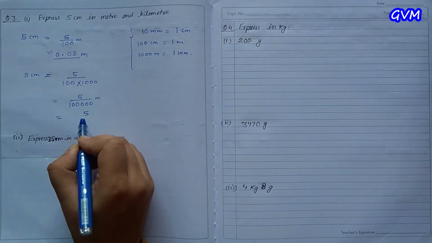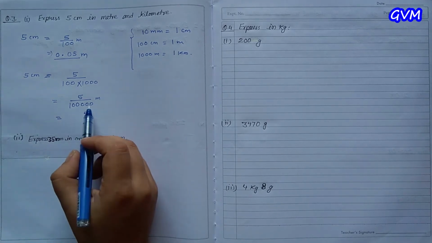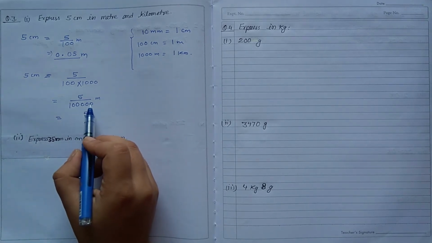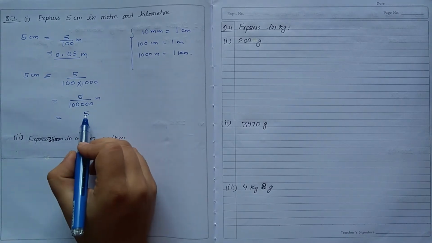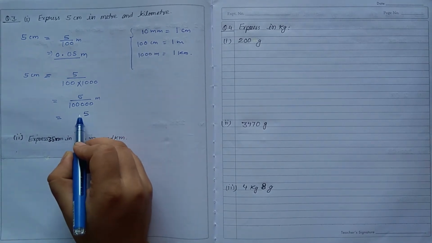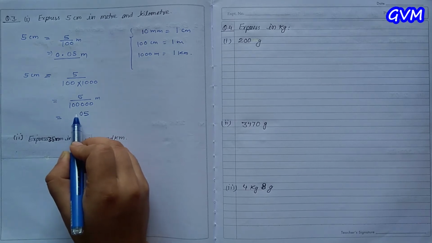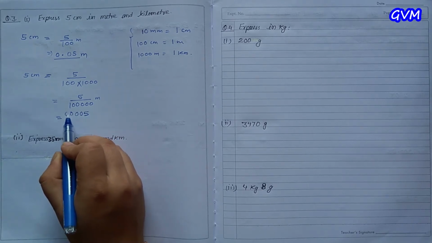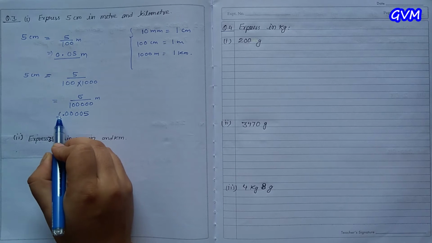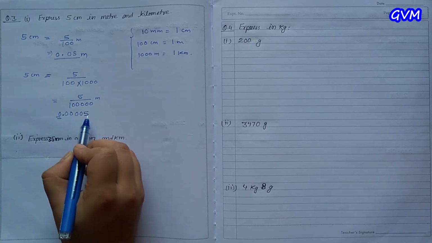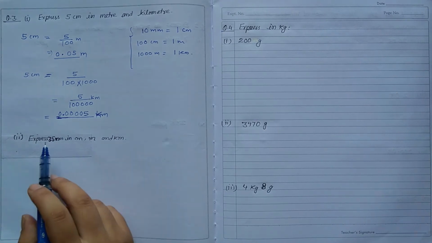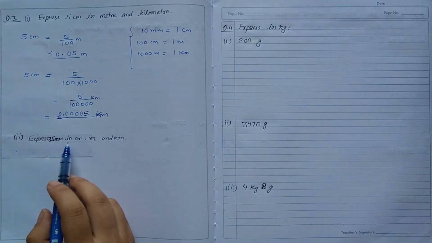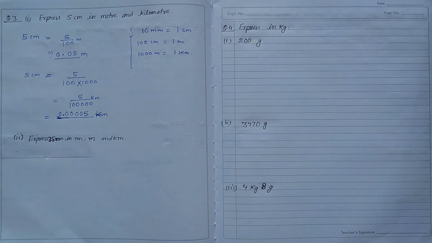So 5 हमारे पास already है. We need to put decimal before 1, 2, 3, 4, 5 digits. Okay. So already we have 1 digit in numerator. So 1 more, 2, 3, 4, 5. So this is 0.00005 kilometer.